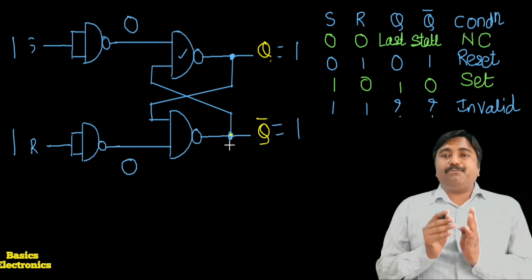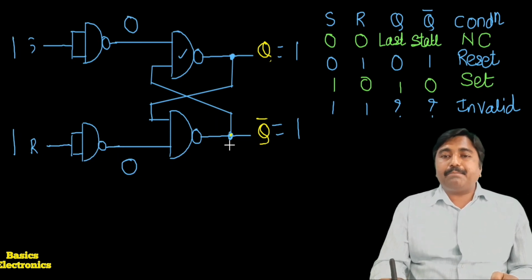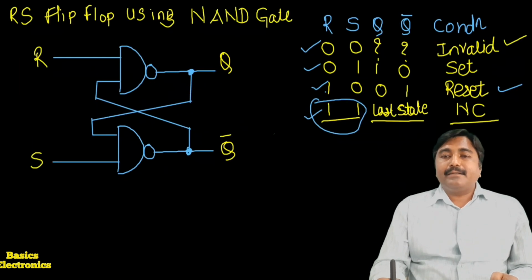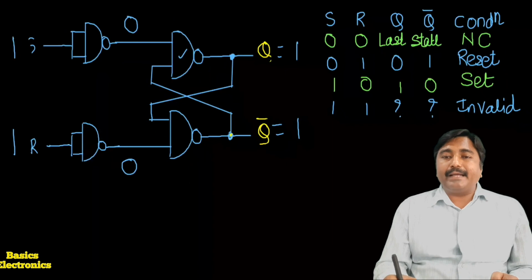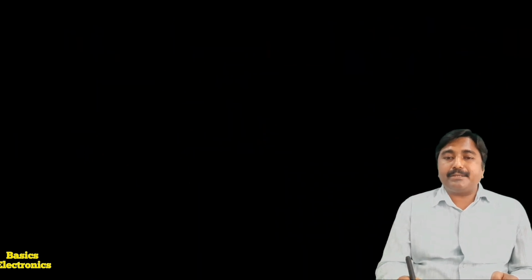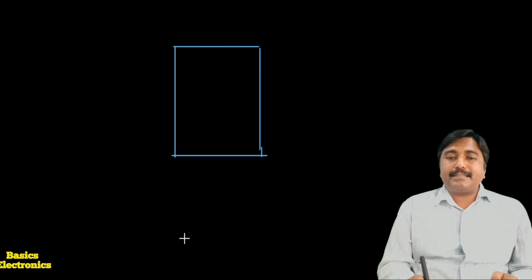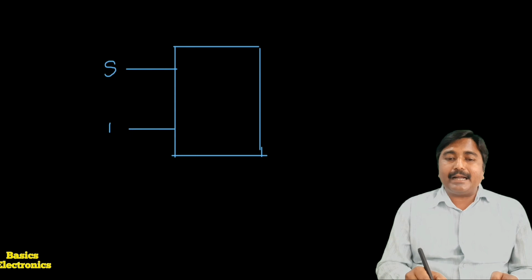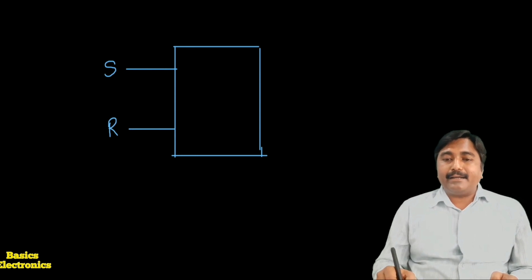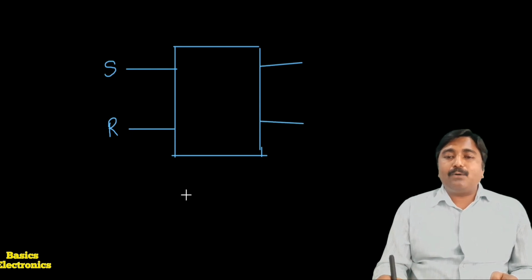Now we once again recall the conditions of the flip-flop made using the NAND gate and the NOR gate by applying the inputs to the symbol of the RS flip-flop. This is the symbol of the RS flip-flop, having two inputs. Which are those inputs? The S input and the R input. There are two outputs, again the same, Q and Q bar.